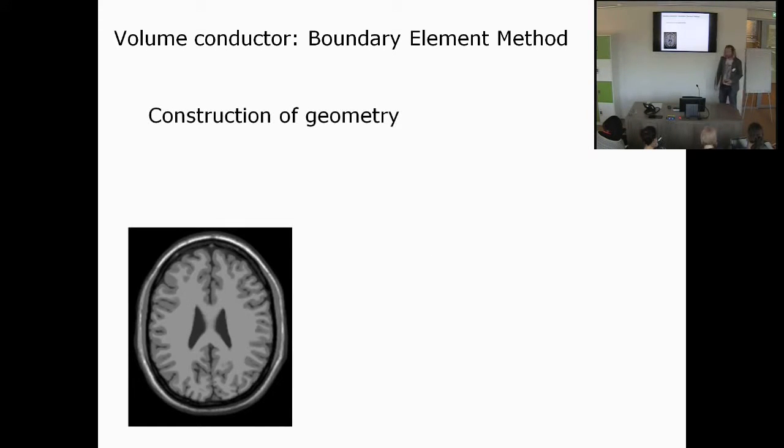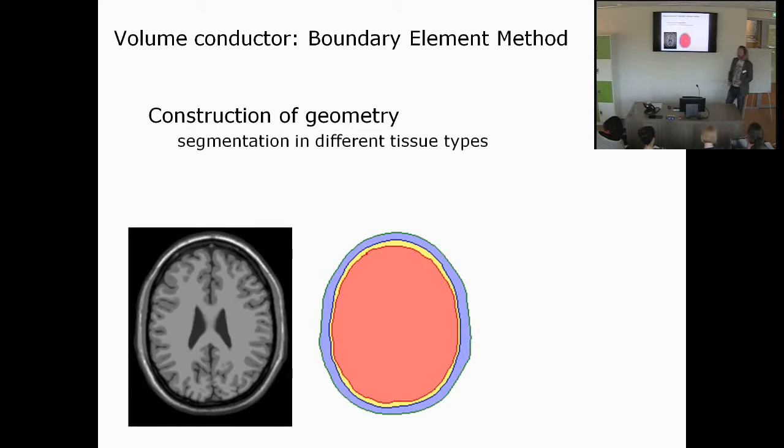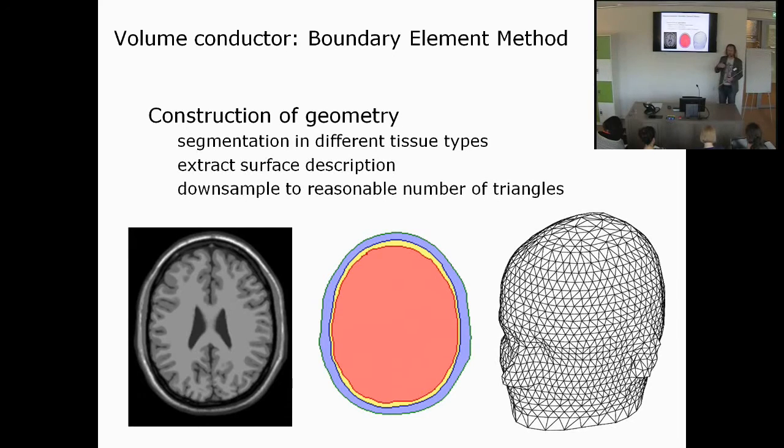So the procedure that we use for the boundary element method is that we start with an anatomical MRI, and we segment this anatomical MRI into the different tissue types. For each of the voxels, we assign an integer value, saying whether it's brain, skull, or skin. And what we subsequently do is extract the surface descriptions describing the boundaries between these tissue types. We then typically downsample these surface descriptions to a reasonable number of triangles to keep it computationally feasible.